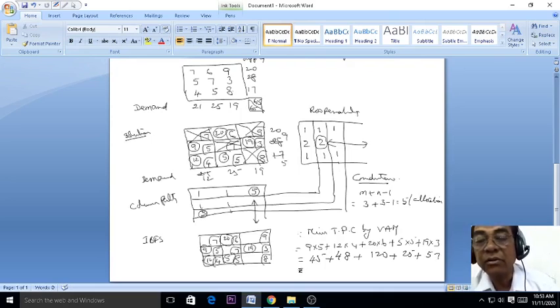Now add all the values. So it means 45 plus 48 plus 120 plus 25 plus 57. So that is 295 rupees. So this is the final answer of the given question. Understand? So I will explain again, explain for the VAM method.